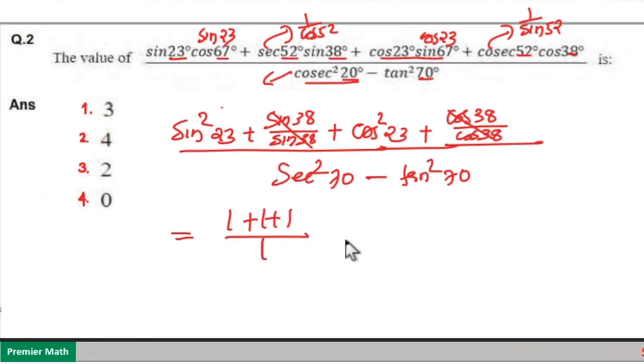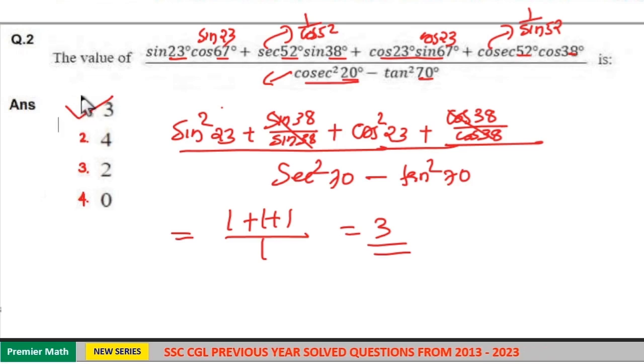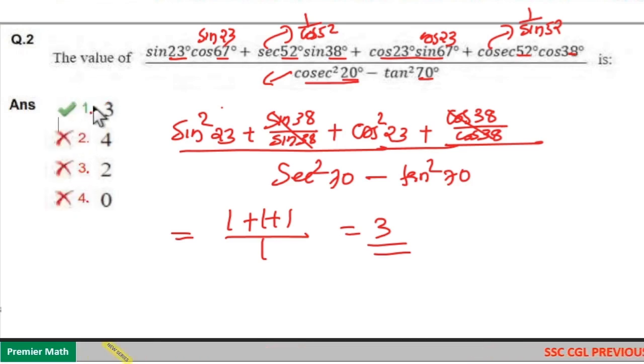So 3 by this is also 1. So 3 is your answer. Option 1 is your answer. Actually, if you know the concept, you can write it without pen and paper. You can write the answer without pen and paper.